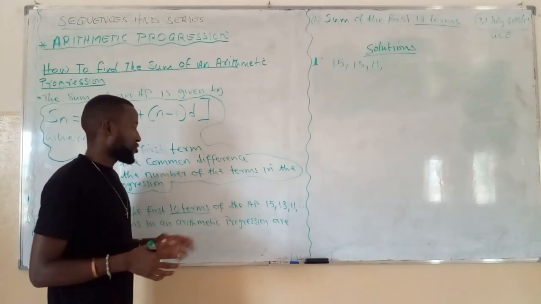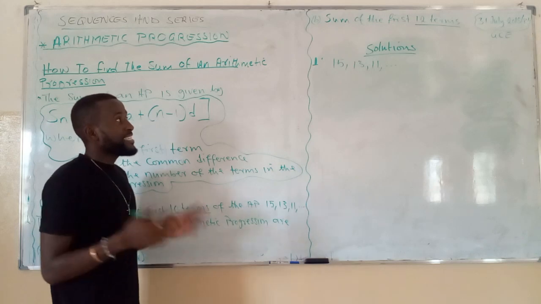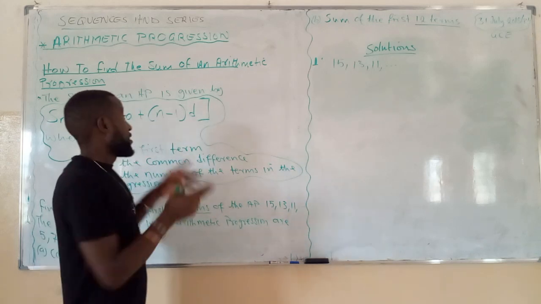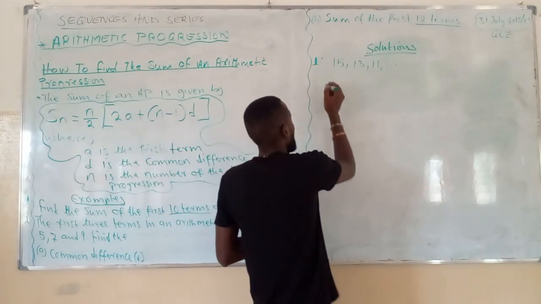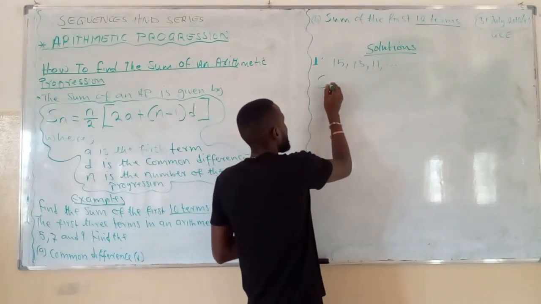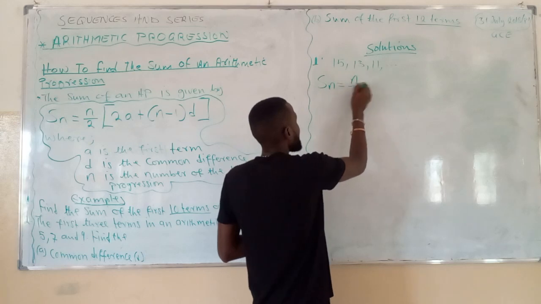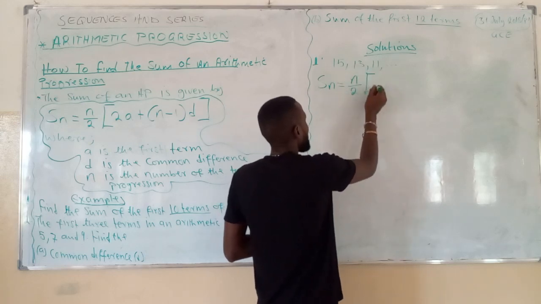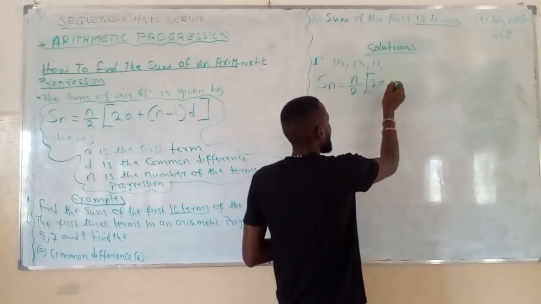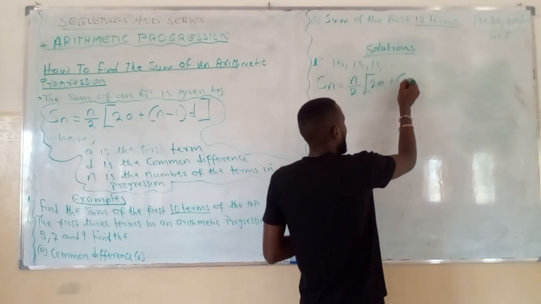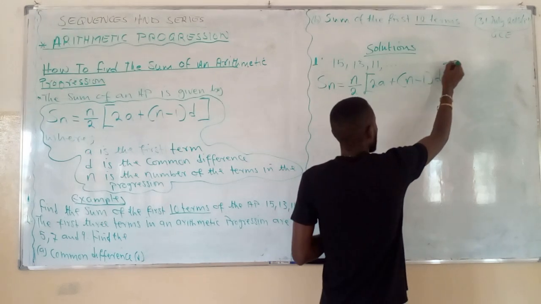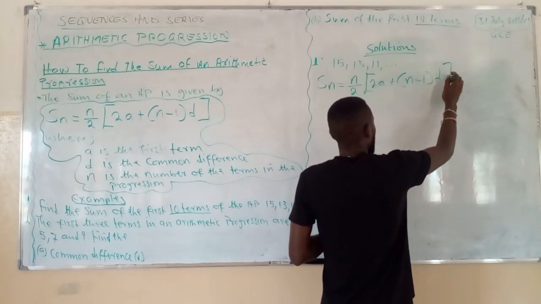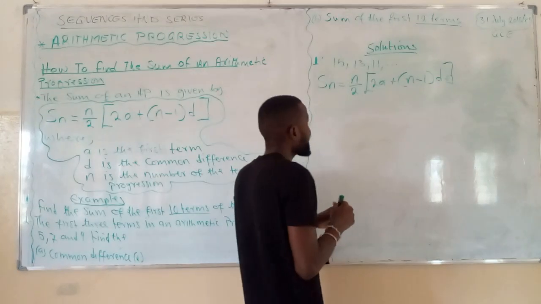I mean arithmetic progression sequence. So now let's write the formula before answering the question. The sum is simply found by n divided by 2, open the square brackets, 2a, which is the first term, plus, open that, we have n minus 1, close brackets, then d. Good. Okay, we have that part. So that is the formula.